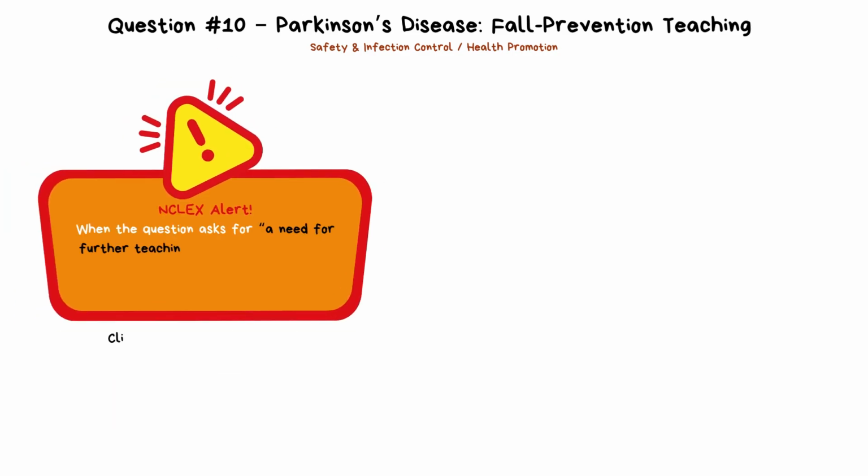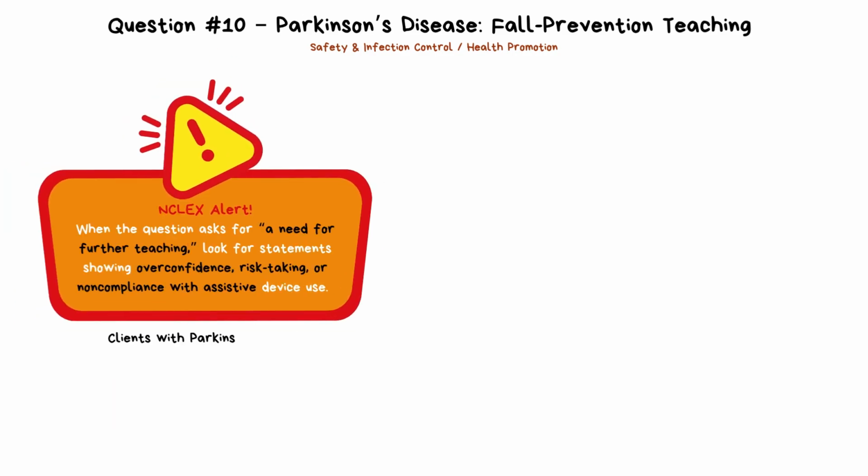Here's your quick NCLEX alert. When the question asks for a need for further teaching, look for statements that show risk-taking, overconfidence, or non-compliance with assistive equipment. Clients with Parkinson's must use their cane or walker at all times, especially during mobility tasks.